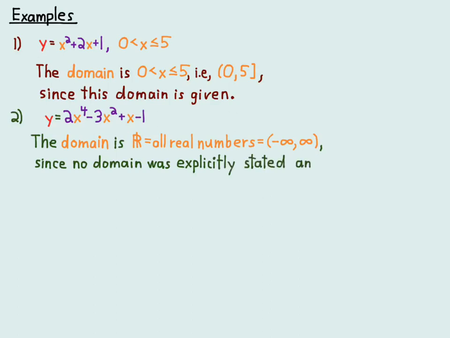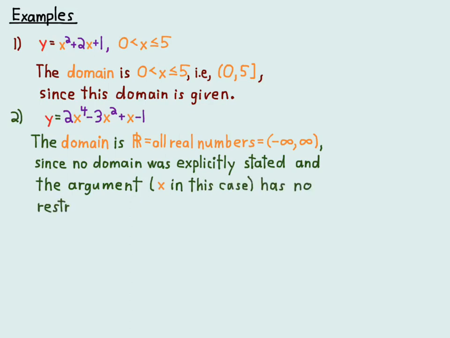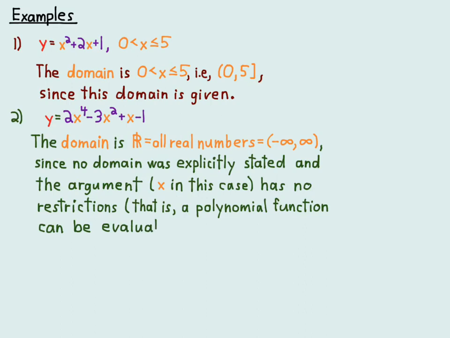And that's because no domain was explicitly stated, and the argument, which is x in this case, has no restrictions according to the rules I had on the previous page. Okay. So most of the time a polynomial, its domain will be all real numbers. The only time it's not is if the domain is actually given as something else.